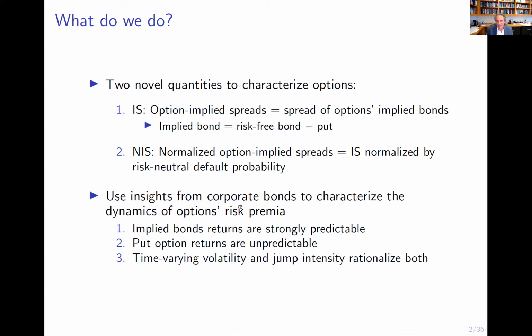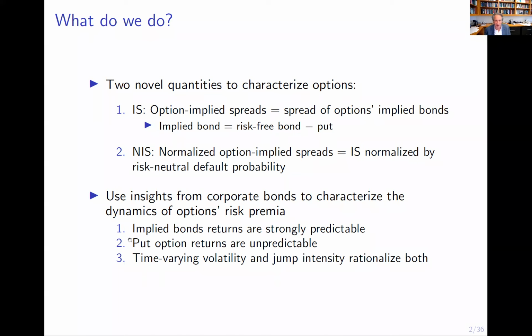And so the idea of the paper is really to use the insights from corporate bonds, for which we know a lot. There's been a lot of research in the past to characterize the dynamics of option risk premia. And I will show you, this is essentially an empirical paper. So there is at the end a model to rationalize our results. But the idea is that we will be able to use these insights to give some explanation of what we see in the data.